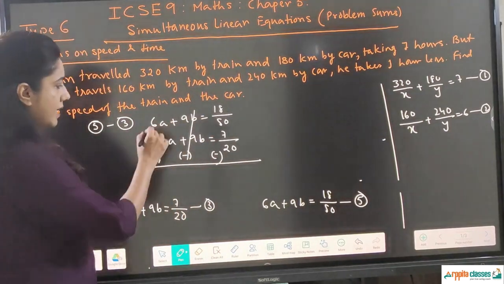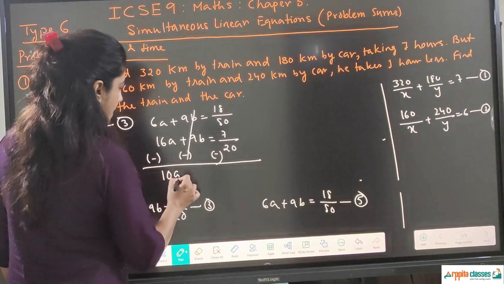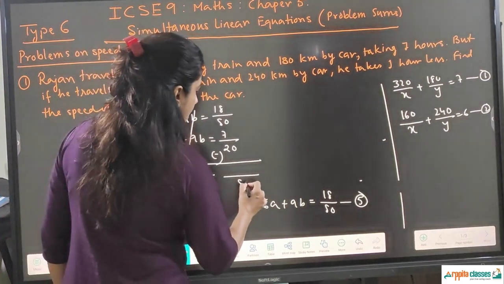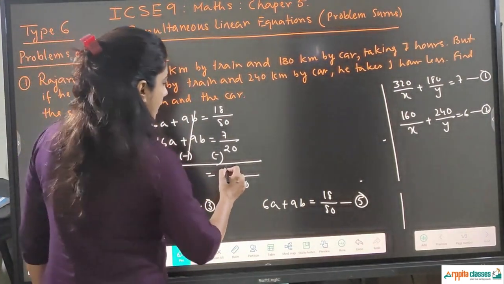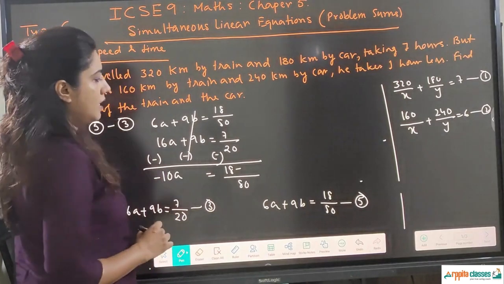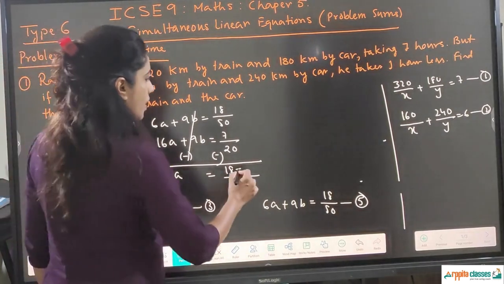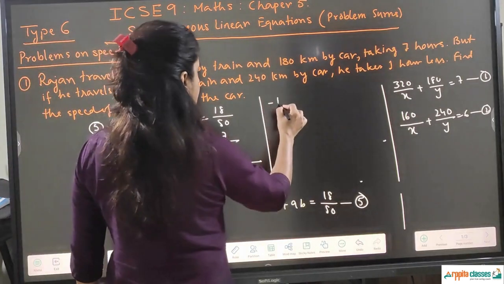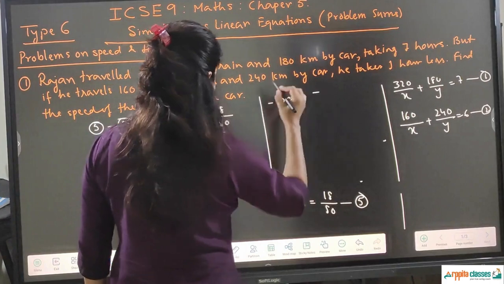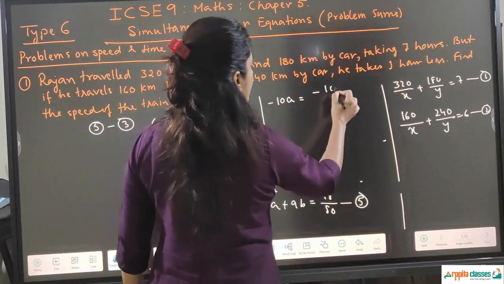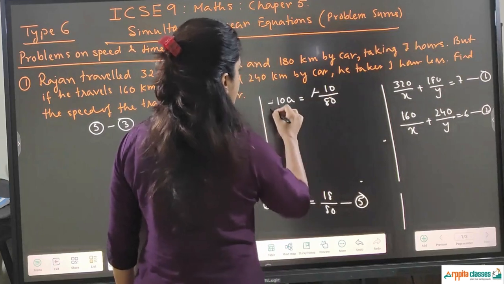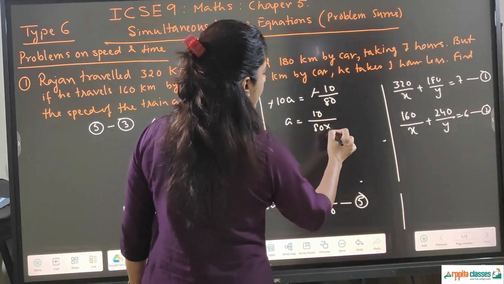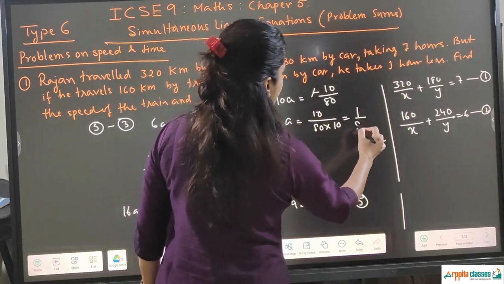This gets cancelled. 6 minus 16 will give you minus 10a is equal to, here the LCM is 80. So it is 18 minus 20 into 4. 4 into 7 is 28. So this will give me minus 10a is equal to minus 10 upon 80. So minus minus cancels. A is equal to 10 upon 80 into 10. That is 1 upon 80.